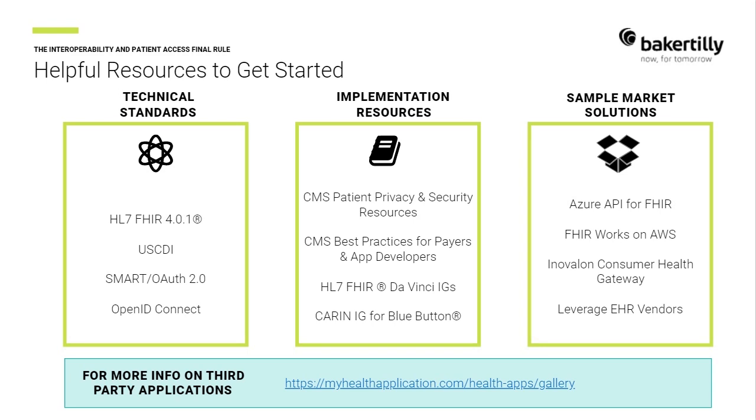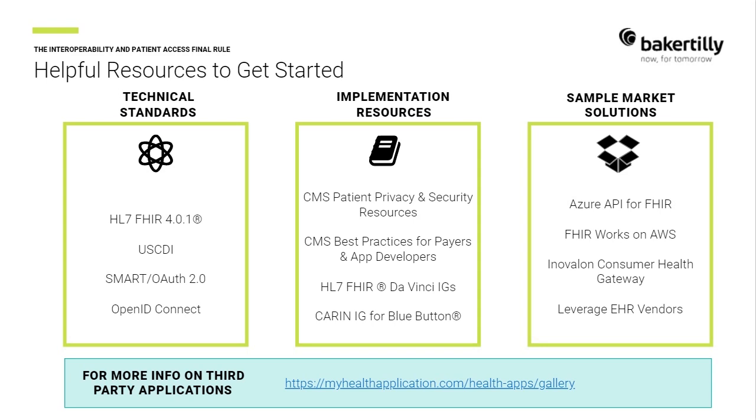HL7 FHIR 4.0.1 is the latest version of the FHIR resources, which define content and structure of core health information. And this can be used by developers to build standard applications. It requires health plans, providers, and the app developers to use the same data standard. USCDI is U.S. Core Data for Interoperability, which is a set of health data classes and component data elements that are used for nationwide interoperable health information exchange. This is where you're going to see a lot of the clinical requirements coming into play, and both of these data standards have detailed mapping documents and implementation guides out there.